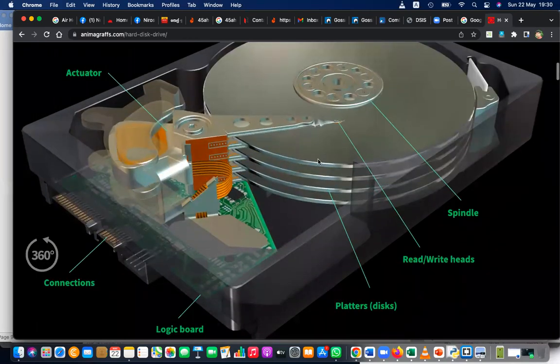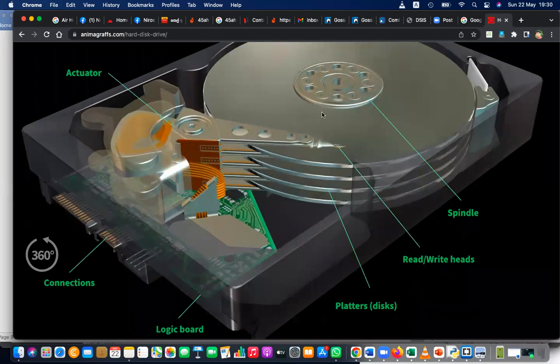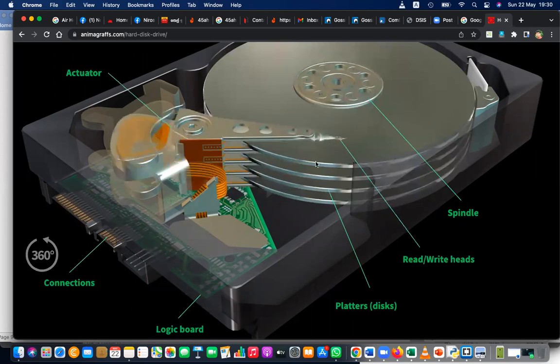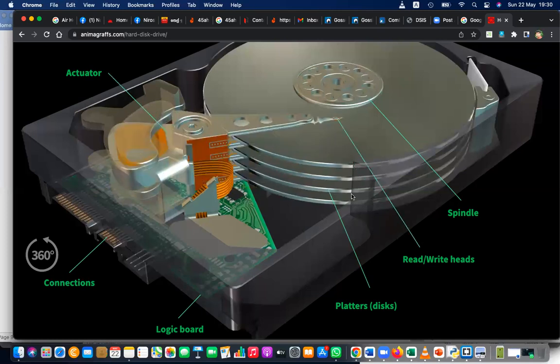Here you can see there are 4 platters: 1, 2, 3, 4. Both sides of a platter can be used to store data, not just a single side. One side is called a surface. So there are 4 platters and 8 surfaces, and there will be 8 read-write heads. All read-write heads are simultaneously writing or reading from the disks, because in each round a single cylinder is accessed.